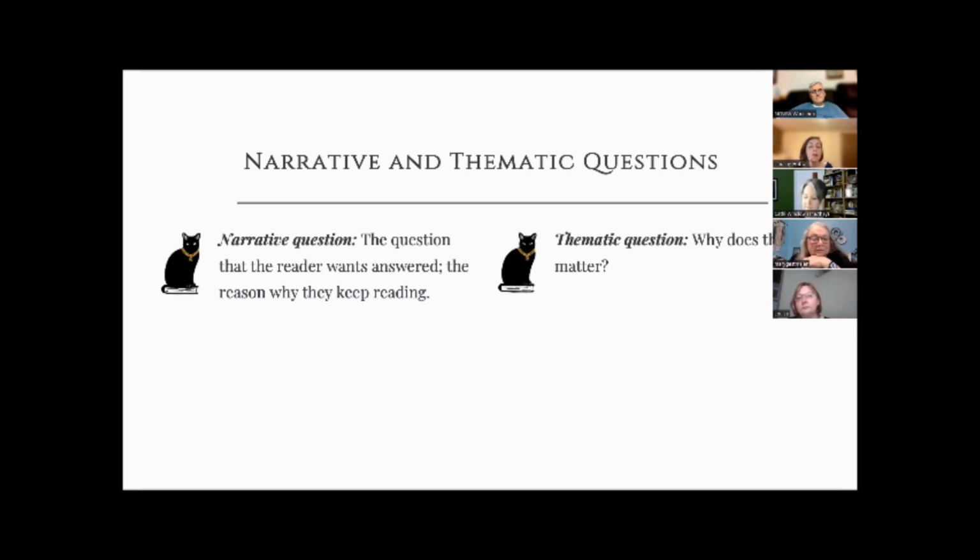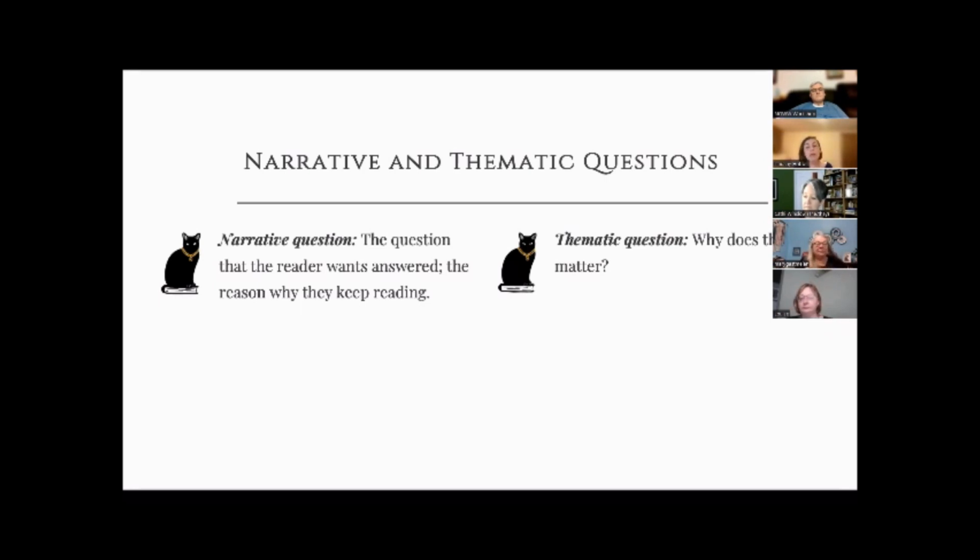Some of the questions you can ask yourself when you're looking at your manuscript in terms of the narrative are, when does the narrative question appear in the story? Do I have something in my first chapter, in my first paragraph, in my first section? When does this thing that the reader wants to know first show up? And is it soon enough?